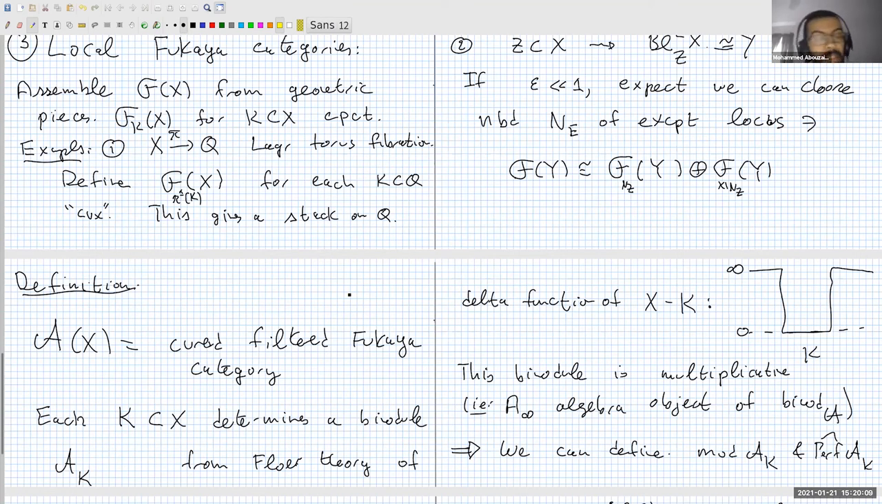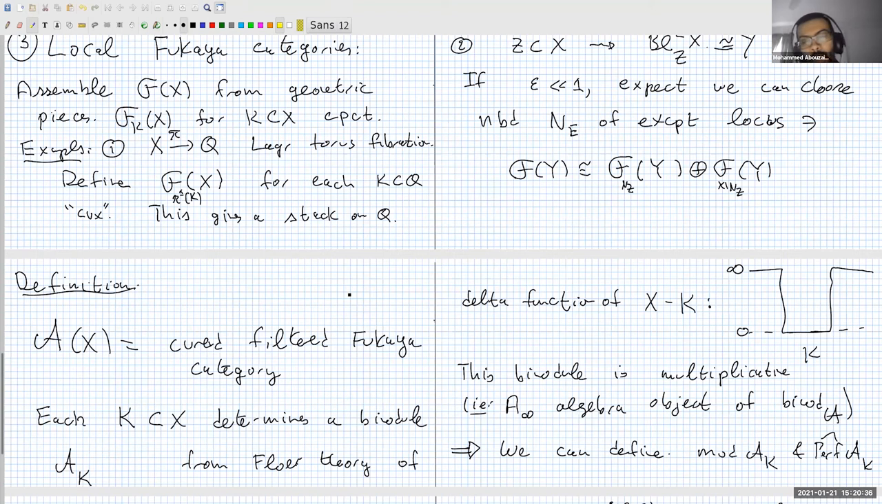And that's the statement. The statement is: associated to every compact subset of a closed symplectic manifold is an A infinity algebra object in the category of bimodules over the Fukaya category of the whole space. Okay? And everything that we're going to do when we're studying a local Fukaya category basically emanates from this starting point.